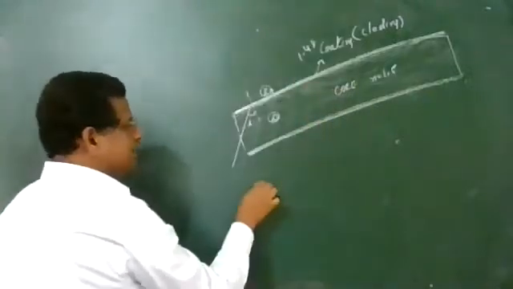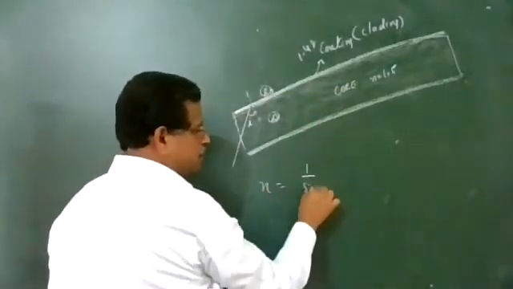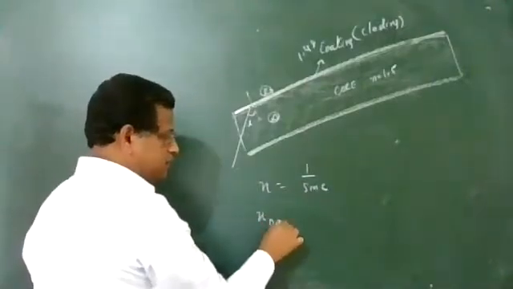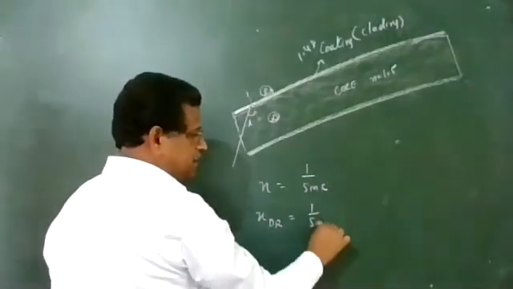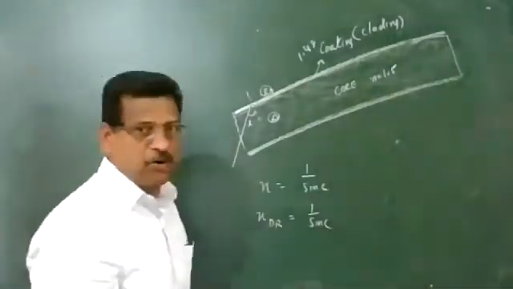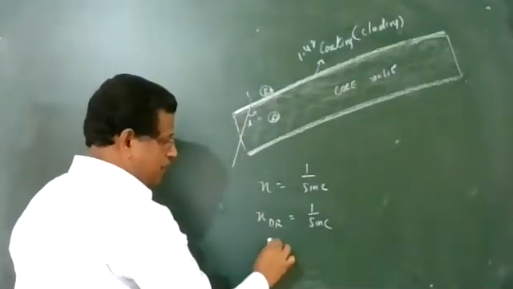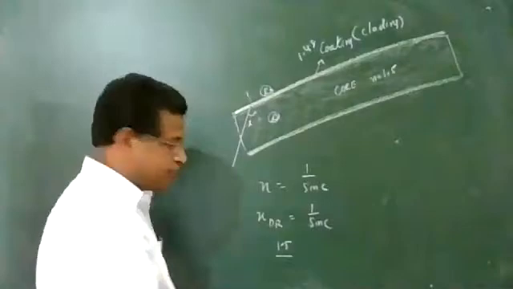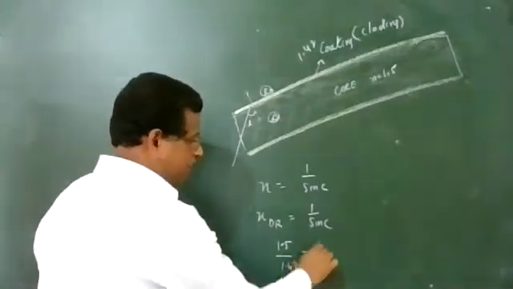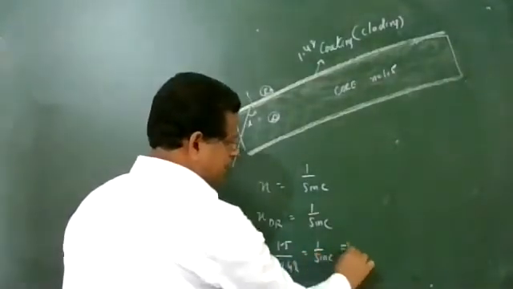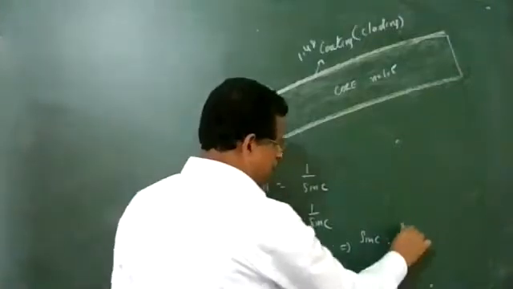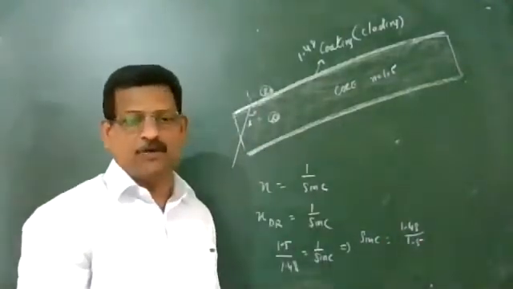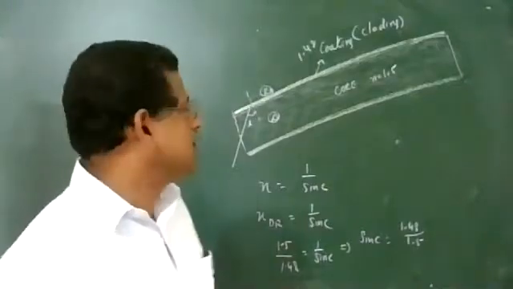The critical angle can be calculated by n equal to 1 upon sin c. Here n stands for the refractive index of the denser medium relative to the rarer one. Here the denser medium is the core of refractive index 1.5, and the rarer medium is the coating of refractive index 1.48, so 1.5 over 1.48 equals 1 by sin c. So sin c equals 1.48 divided by 1.5. So we can find this value of the critical angle. The value is not important.